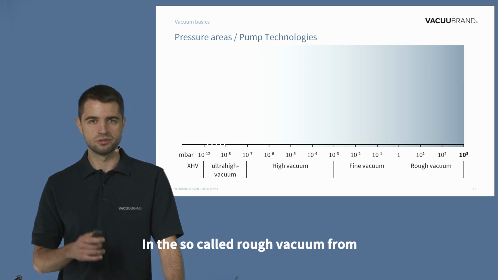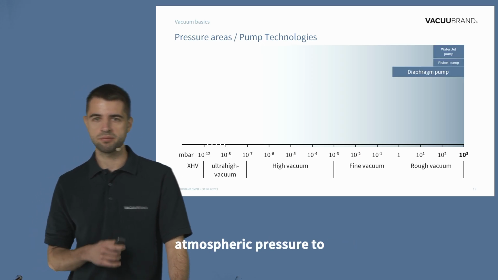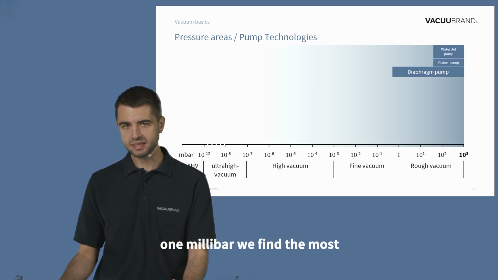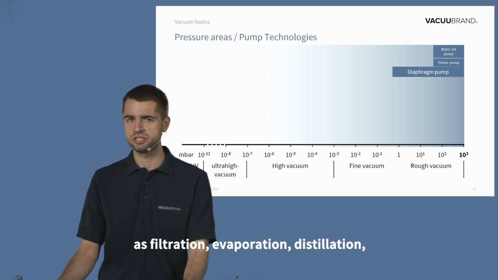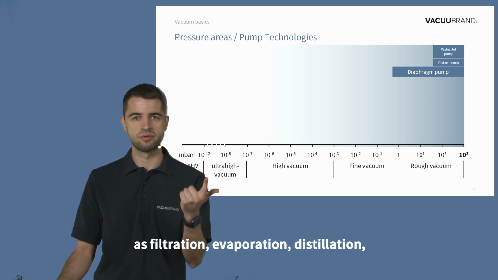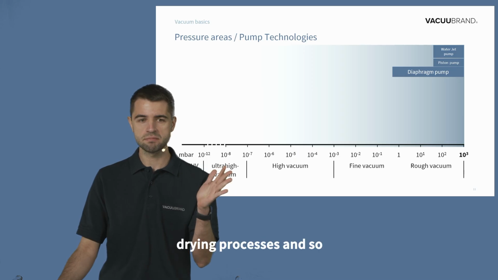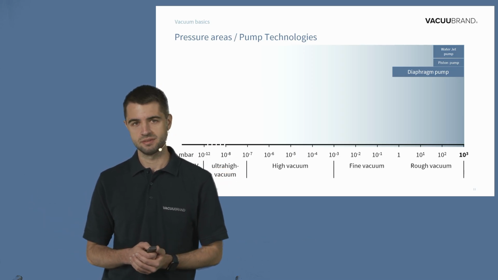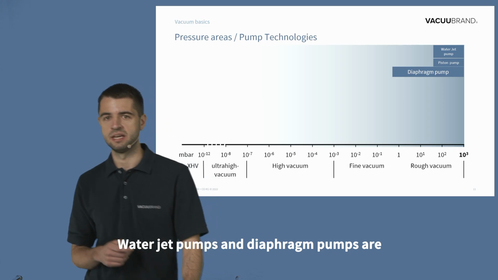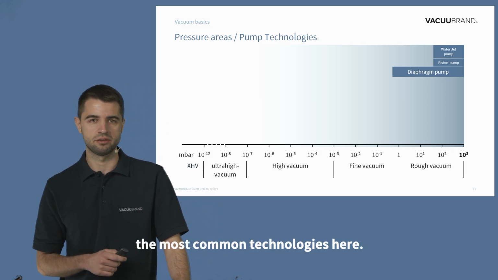In the so-called rough vacuum, from atmospheric pressure to 1 millibar, we find the most important applications for a chemist, such as filtration, evaporation, distillation, drying processes, and so also the rotary evaporation. Water jet pumps and diaphragm pumps are the most common technologies here.